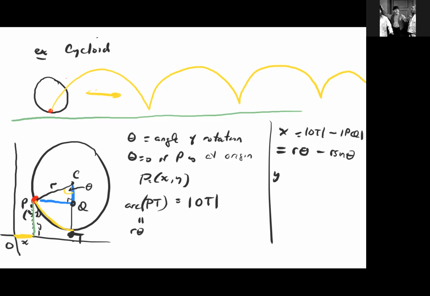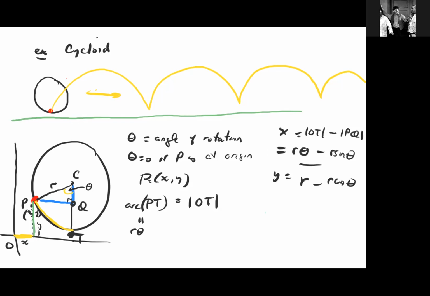Likewise, y is given by this little green segment, which is the difference between the radius r and the vertical distance from C to Q, which is given by r times cosine of theta. Okay, so now we're pretty much done.